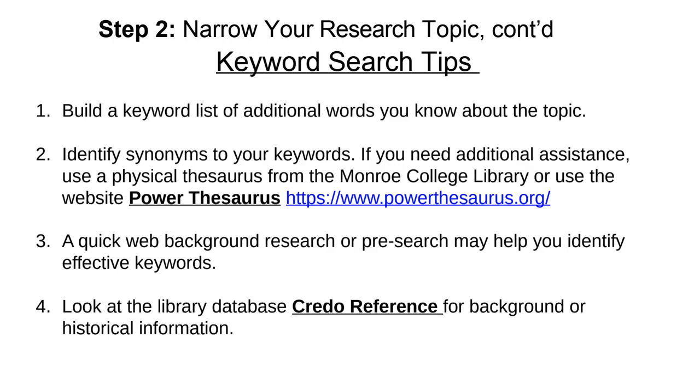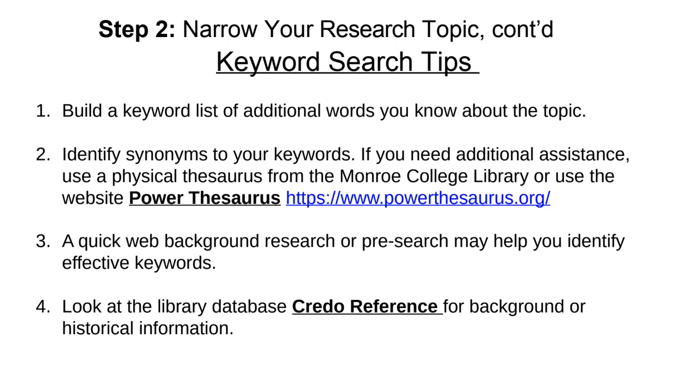What else you can also do is a quick background research or pre-search that may help you identify effective keywords. You could just do a general search on Google, Bing, or whatever search engine you use, just to get an idea, read through, and pick out some words that can help you as well. And this is all a preliminary search still. We still haven't got to our research question. This is just us building up keyword lists. So far we picked out a broad topic, and now we're just getting some keywords that go with that topic.